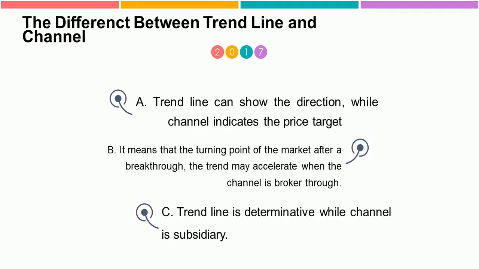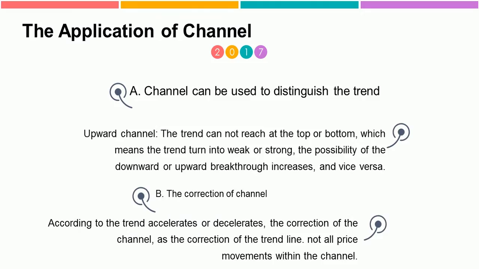Okay, so the difference between trend line and channel. Trend line can show the direction, while channel indicates the price target. It means the turning point of the market after breakthrough. The trend may accelerate when the channel is broken through. Trend line is determinative, while channel is subsidiary. So this is some theory. We just browse it. It's okay.